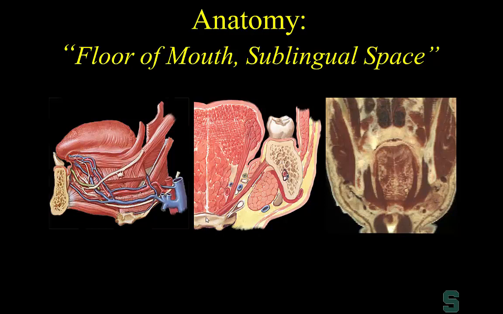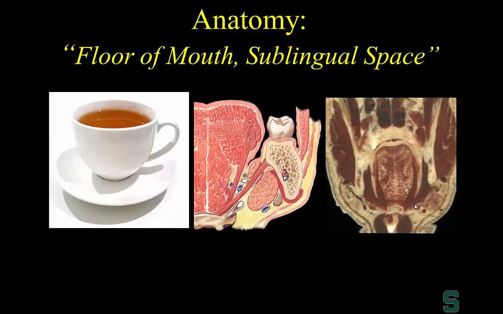But essentially the way I look at it is that if this is the anatomic image, here's the top of the tongue, here's the mandible, here's the mylohyoid muscle, and here's the hyoid bone. So to me, it looks like a teacup. The rim of the teacup is formed by the mandible, the wall of the teacup is formed by the mylohyoid muscle, the base of the teacup is formed by the hyoid bone. So everything within that teacup is essentially within the sublingual space.